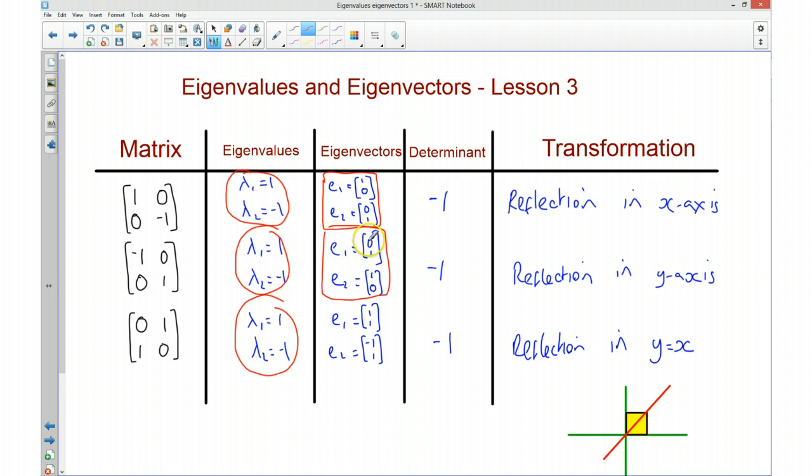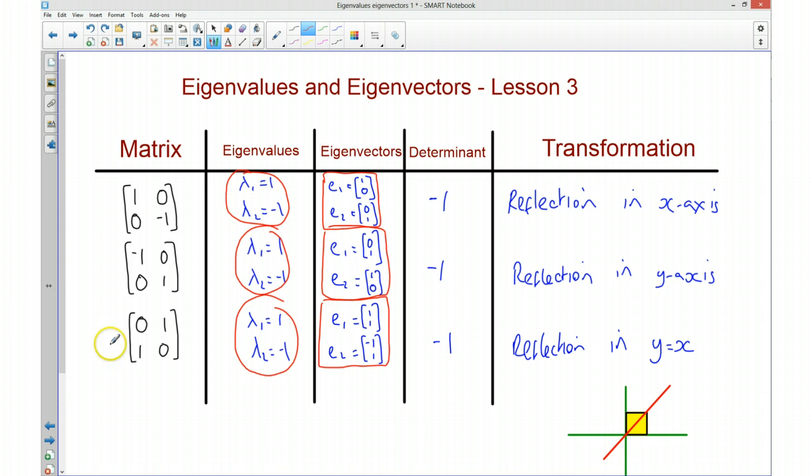So the one corresponding to the eigenvalue 1 will tell us our reflection line, and obviously the points will reflect perpendicularly to the reflection line. We can do a quick check, and the dot product of each of these should be 0, and that shows that they're perpendicular to each other.